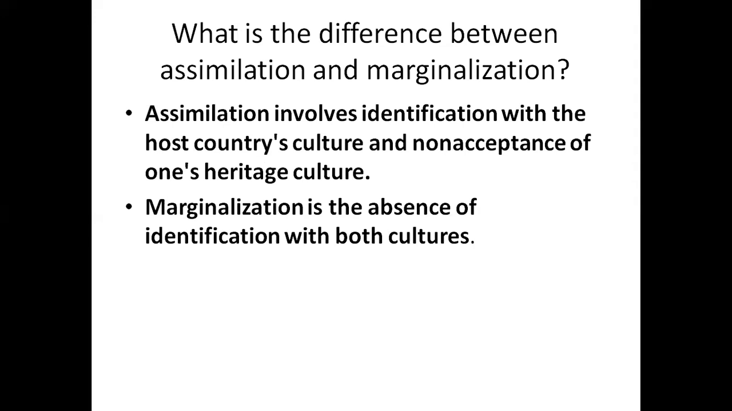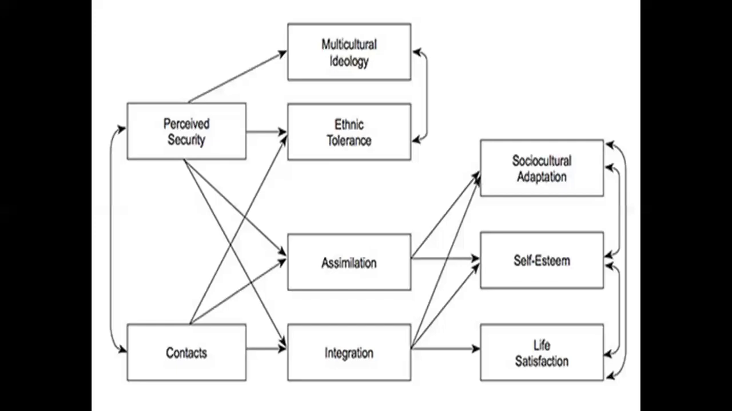That is called marginalization. So why will such kinds of cultural stages occur? Okay, that is the perceived security, contacts, ethnic tolerance, multicultural identity, assimilation, integration, self-esteem, life satisfaction, and socio-cultural factors. Perceived security means, once upon a time we would know that Japanese and Chinese wouldn't allow immigration, and they wouldn't allow a person to get the country's citizenship.